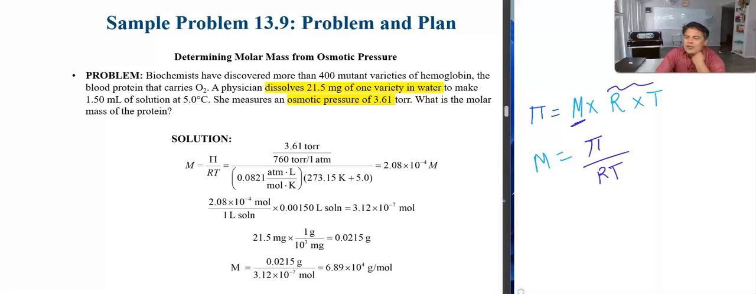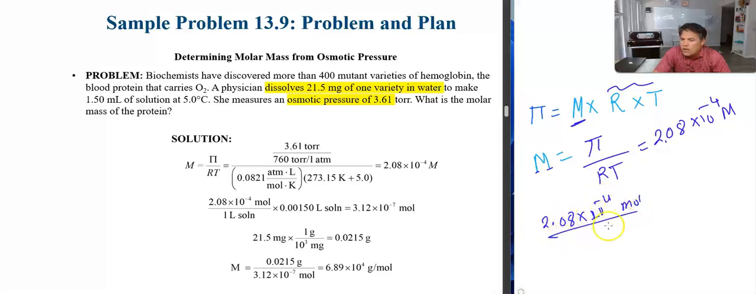We just did this. The molarity we found is 2.08 times 10 to the power minus 4 molar. So the molarity times R times T, right? Now if you find the molarity, it means mole per liter, right? So the mole per liter is 2.08 times 10 to the power minus 4 mole by 1 liter of the solution. Okay, so how many liters of the solution?